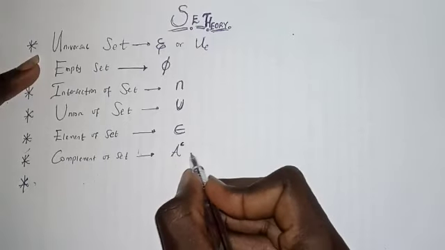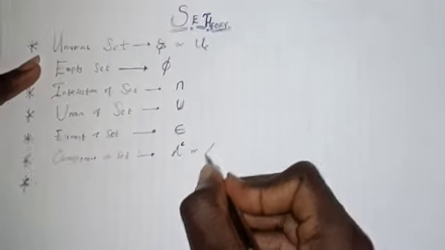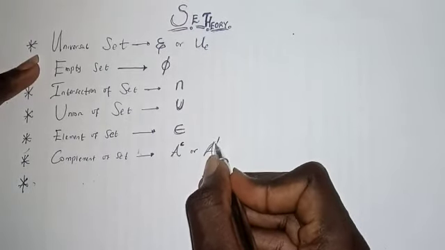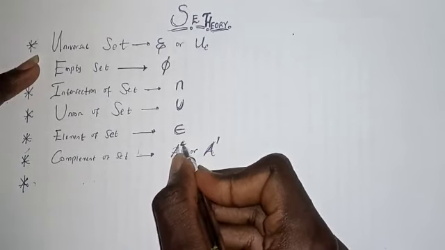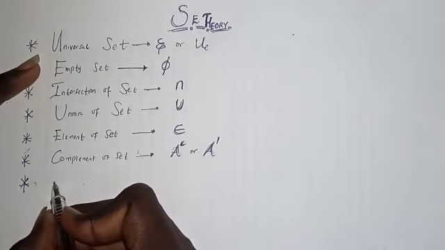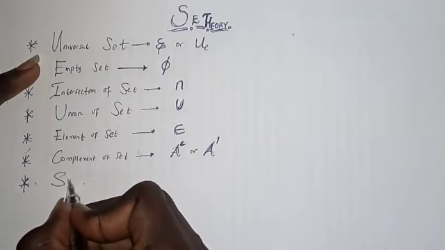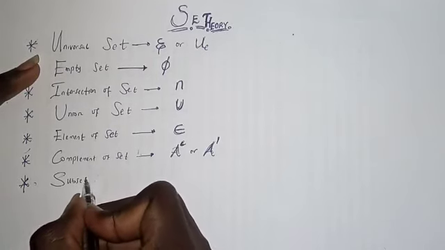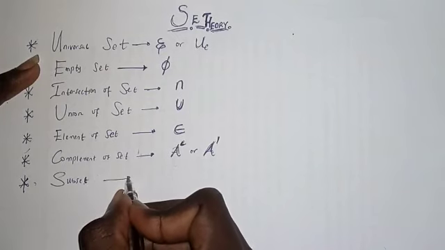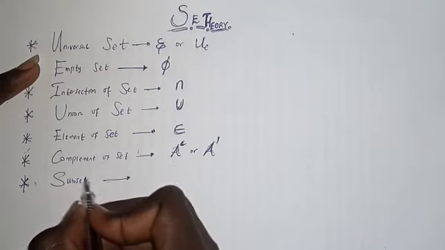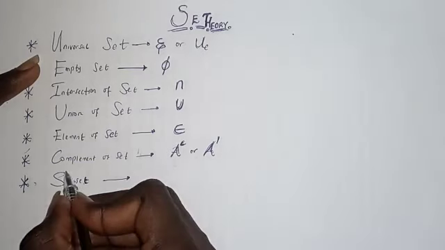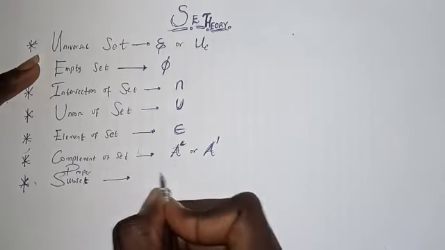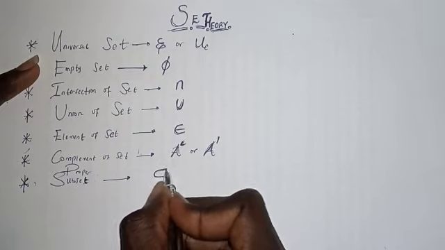A power, just a small letter c, or you can decide to write it this way, a prime. So this implies a complement, or you write it as a c, which is a complement. You also have a subset. The subset is, we have subset, we have proper subset. A proper subset is denoted as this. This is a proper subset.